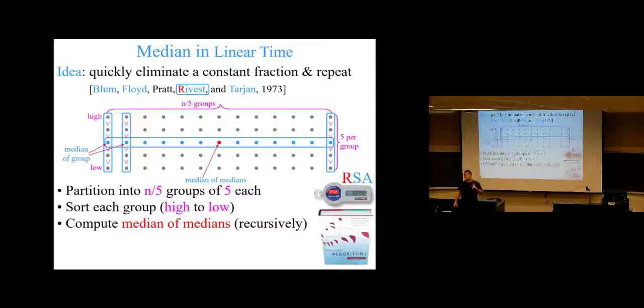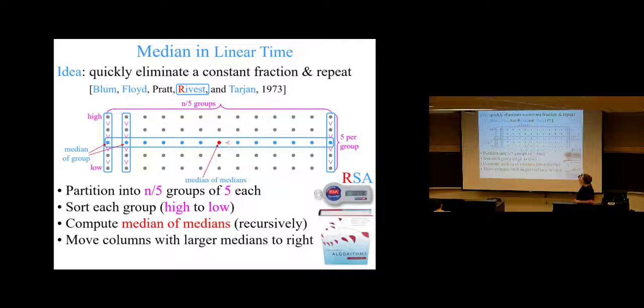And there's n over 5 of these medians. Right? There's n over 5 in each row, and there's 5 rows, so n over 5 times 5 is n, so there's n total, and each row contains n over 5, and each column contains just 5. So we recurse on all of these medians of each group together, and find the median of all of those. You'll see in a minute why we're doing that.